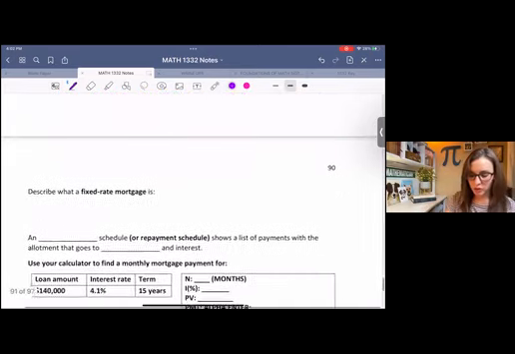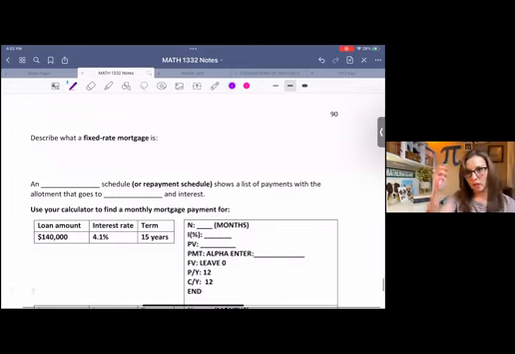Next page, describe a fixed rate mortgage. So it is exactly how it sounds. You have a rate that stays constant throughout the entire term of the loan.